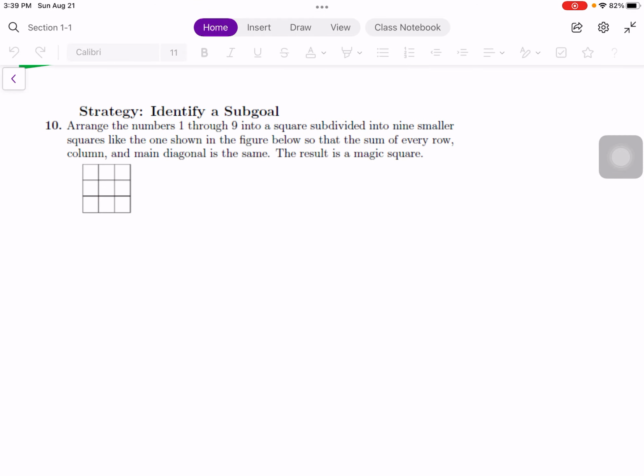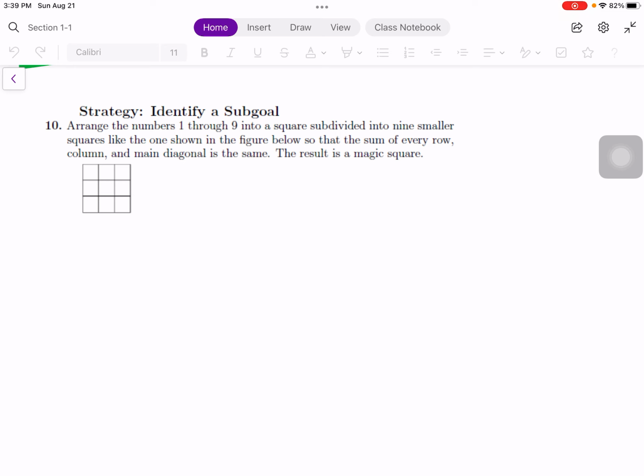Okay, let's look at the next strategy, which is to identify a sub-goal. Sometimes the question might be more complex, and to answer it, we need to approach it with a more granular, step-by-step approach, or have smaller goals in our mind to be able to answer the final question.